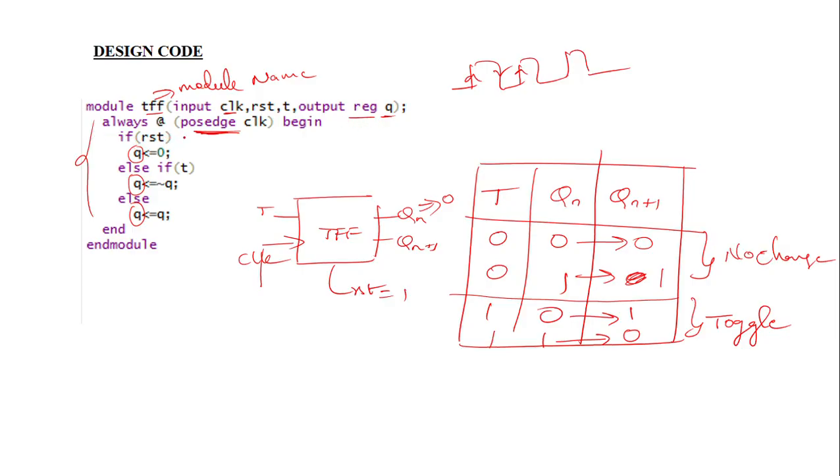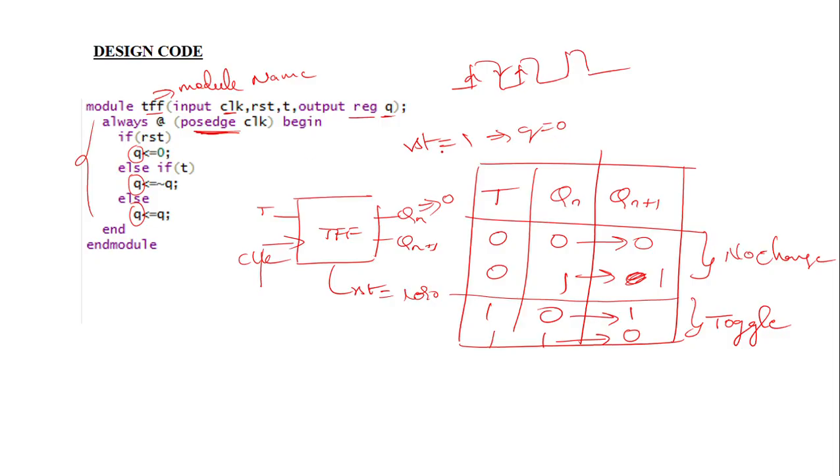Next, always at positive edge of clock begin. For every positive edge of clock, this always block is going to be executed. Inside the always block, if the reset value is equal to 1, what will happen? The Q output of the T flip-flop is going to be 0.